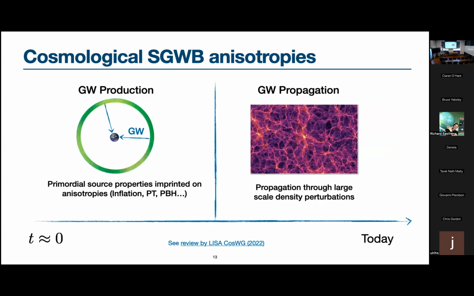Now, for cosmological backgrounds, the anisotropies are produced either at the time the gravitational wave background itself is produced. So these would inherit the properties of the production mechanism. If there are some initial inhomogeneities in the production mechanism, these would be imprinted on the anisotropies. But then also, because gravitational waves propagate in a background which is itself inhomogeneous, so they propagate through large-scale density perturbations, they also pick up some anisotropies along the way. This is very similar to what happens for the CMB as well.